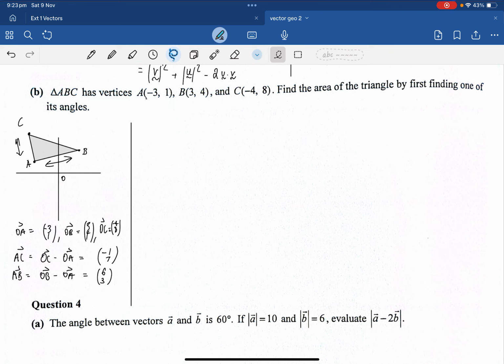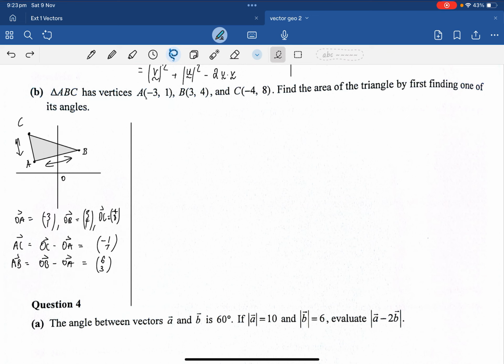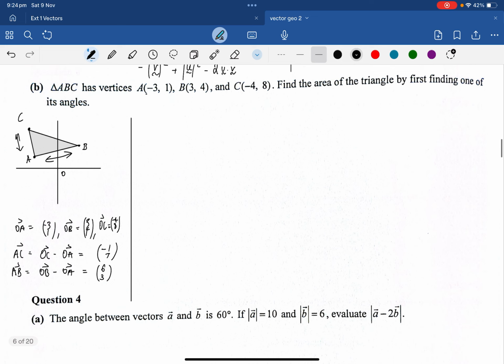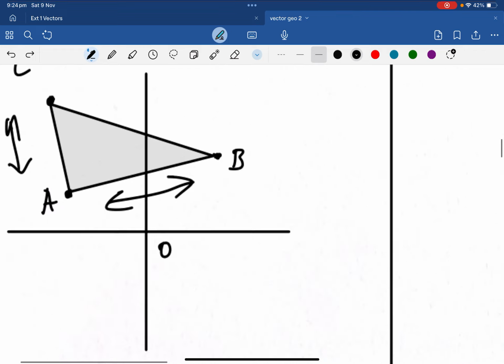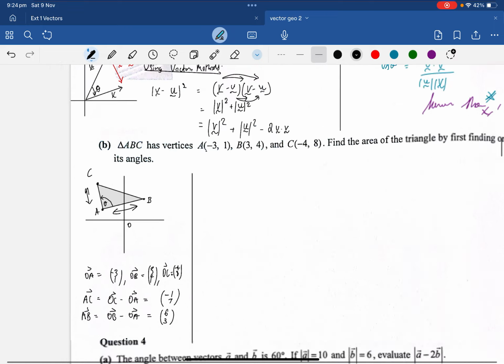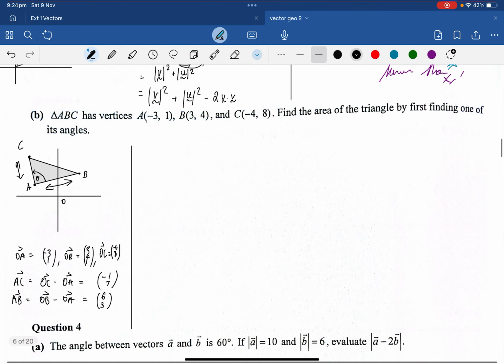This will help guide us through solving the sums. Now, triangle ABC has these vertices. Let's actually focus on the question now, guys. We want to find one of its angles. We can find any angle, but let's choose this angle. Now that we set a base angle, let's solve the question.